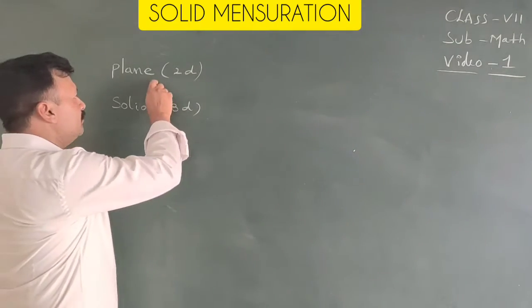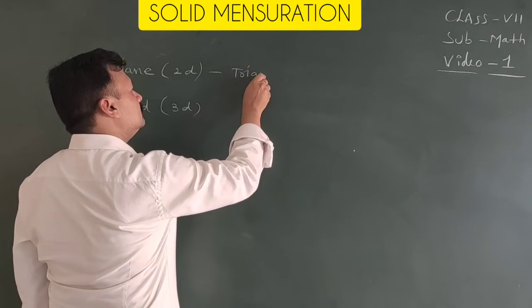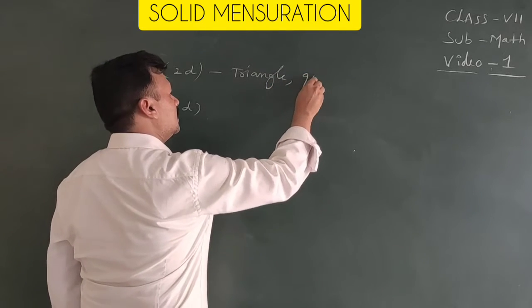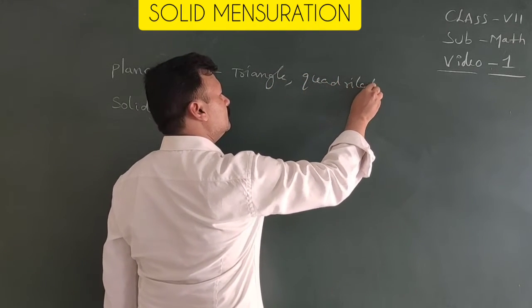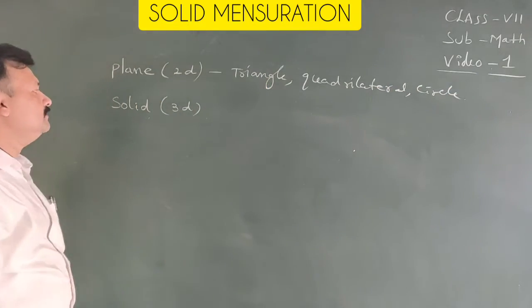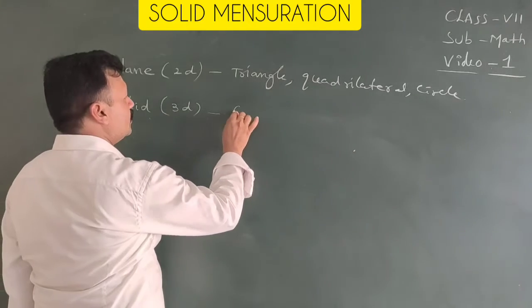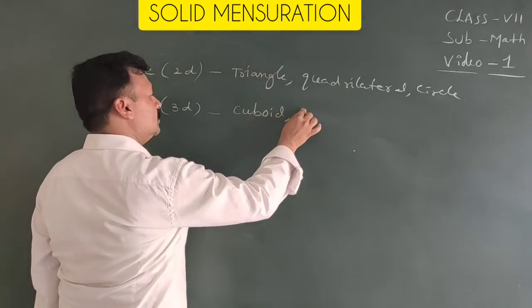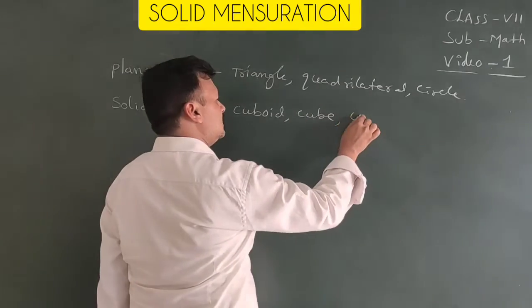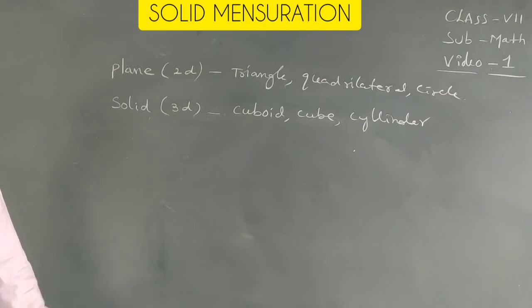Some examples of plane figures are triangle, quadrilateral, circle, etc. Some examples of three-dimensional figures: cuboid, cube, cylinder, etc. A sphere, pyramid, prism, like these figures we have.